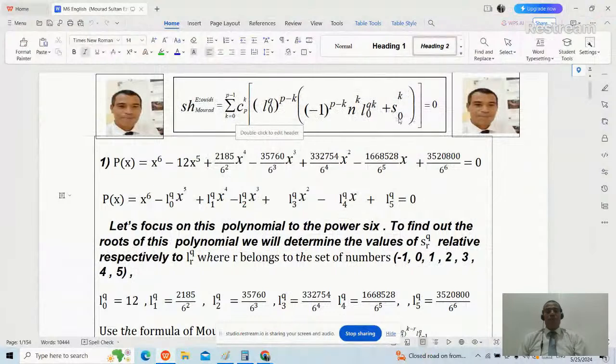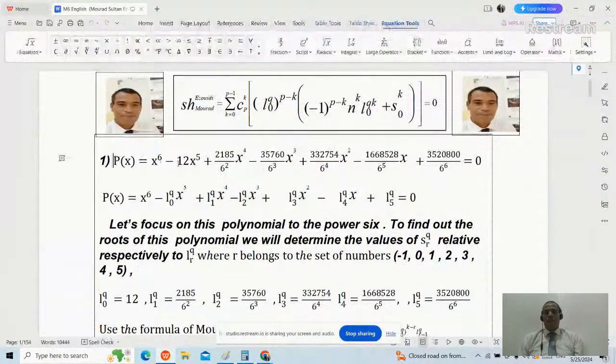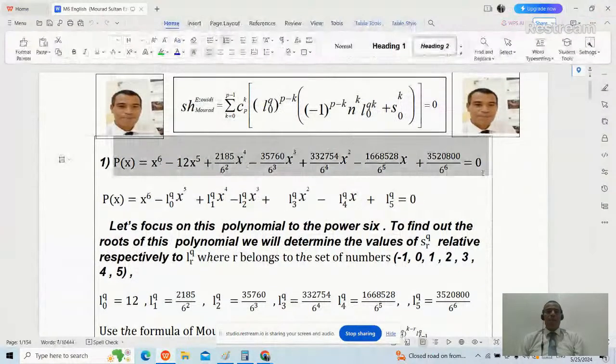One day I'm going to explain this. Also, this one leads to solving a polynomial to the power n. But today I'm going to find the roots of this polynomial p of x. This is my polynomial, the polynomial that I'm going to solve.